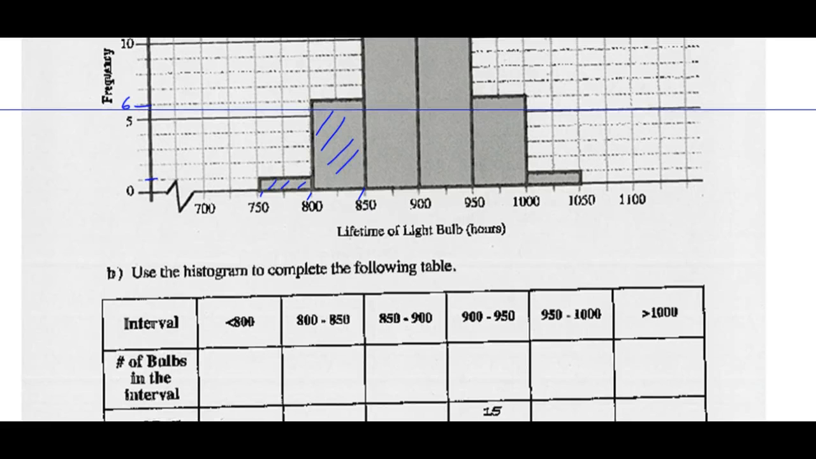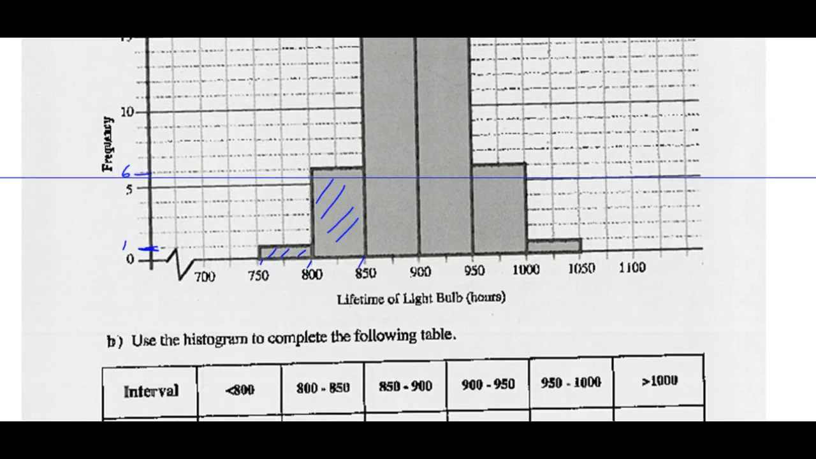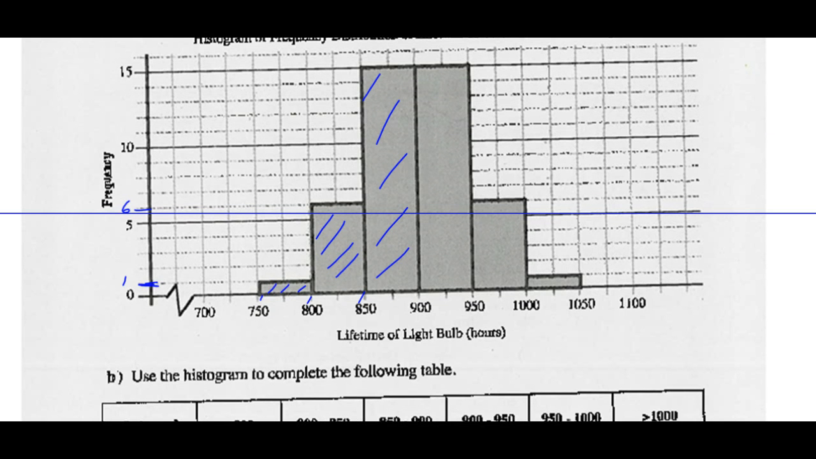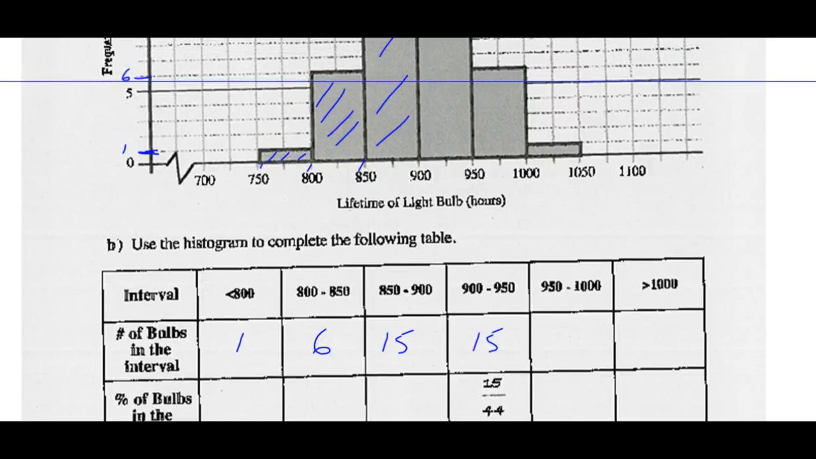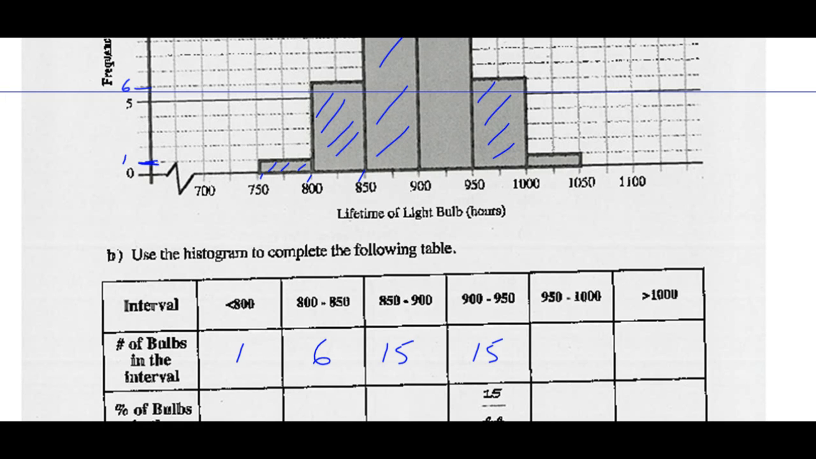Use the histogram to complete the following table. So number of light bulbs in the interval. Well, less than 800, we said already is 1, frequency of 1. Between 800 and 850 is a frequency of 6. Between 850 and 900 light bulbs, that's this bar, there is a frequency of 15. And also in the next one there's a frequency of 15. So between 850 and 900 there were 15 light bulbs, and between 900 and 950 hours 15 light bulbs. Between 950 and 1000, that's this one, and again that's 6. And more than 1000 is right here, and again that is a frequency of 1.